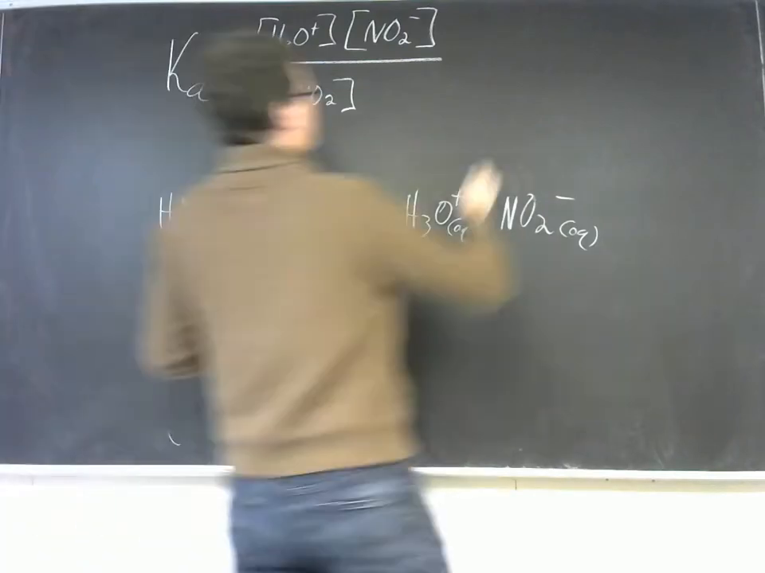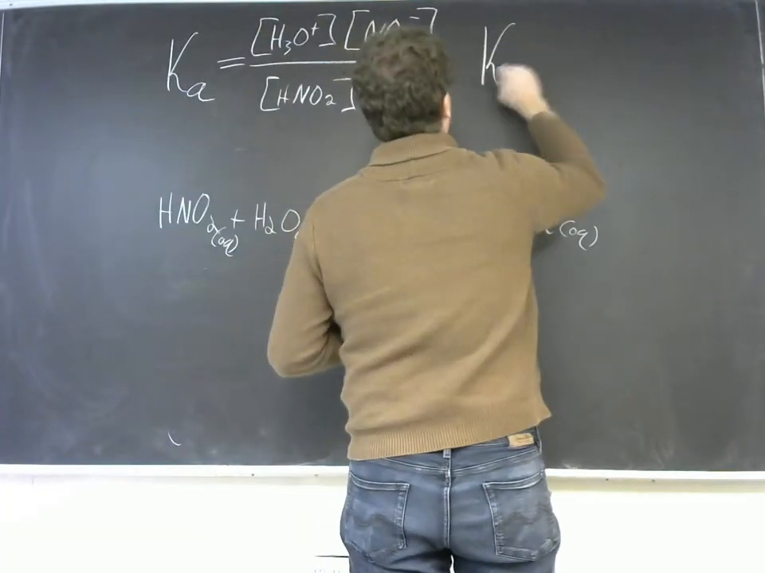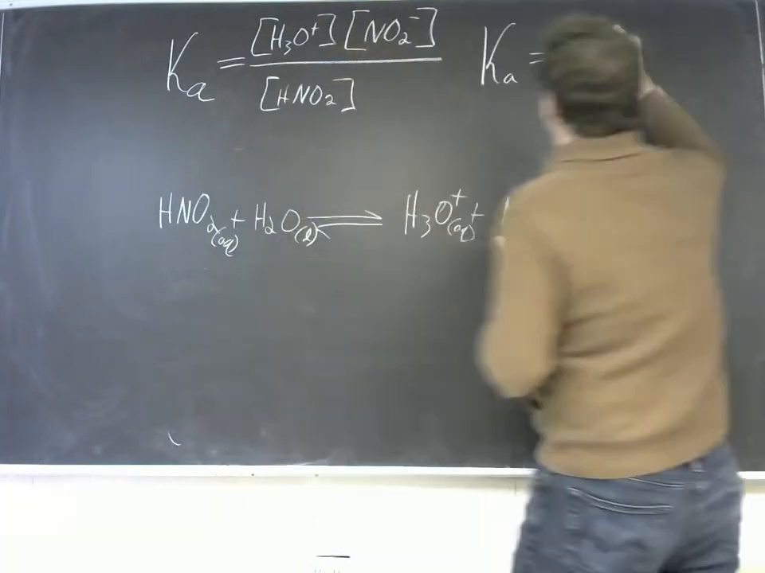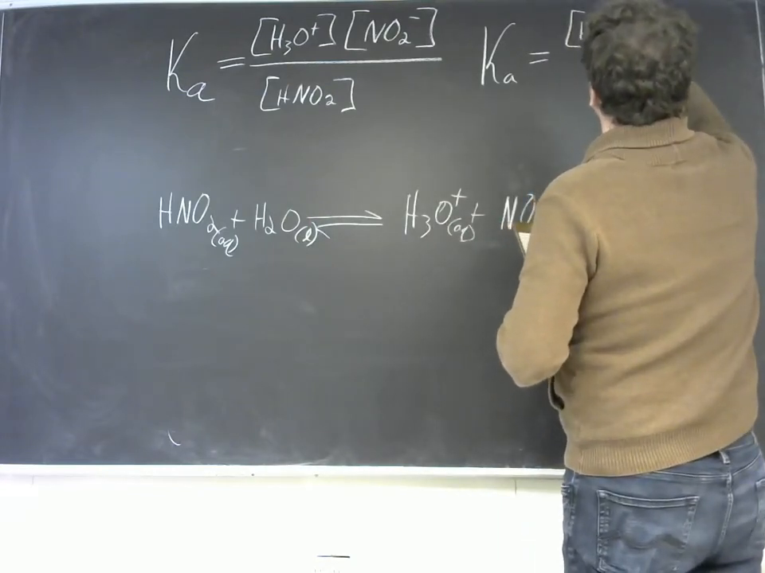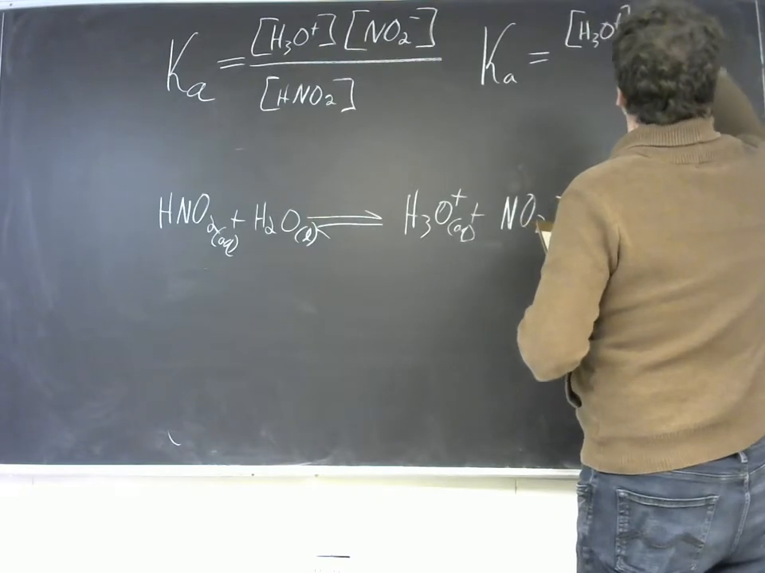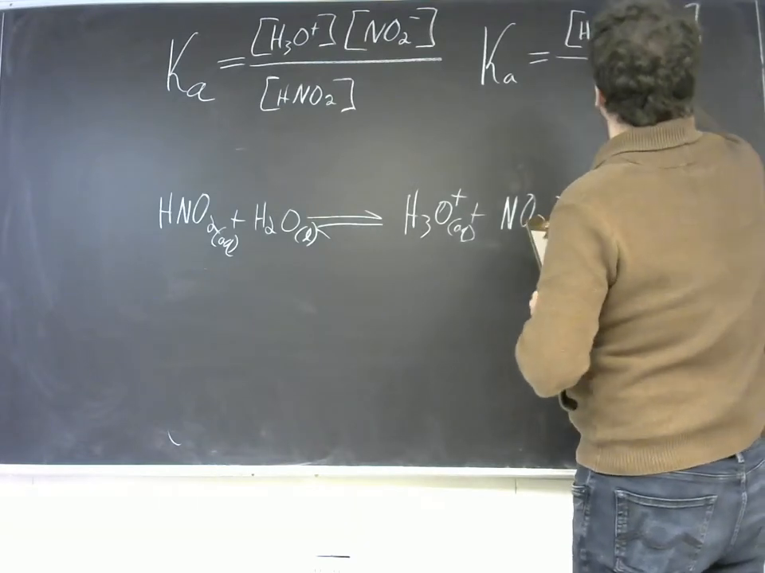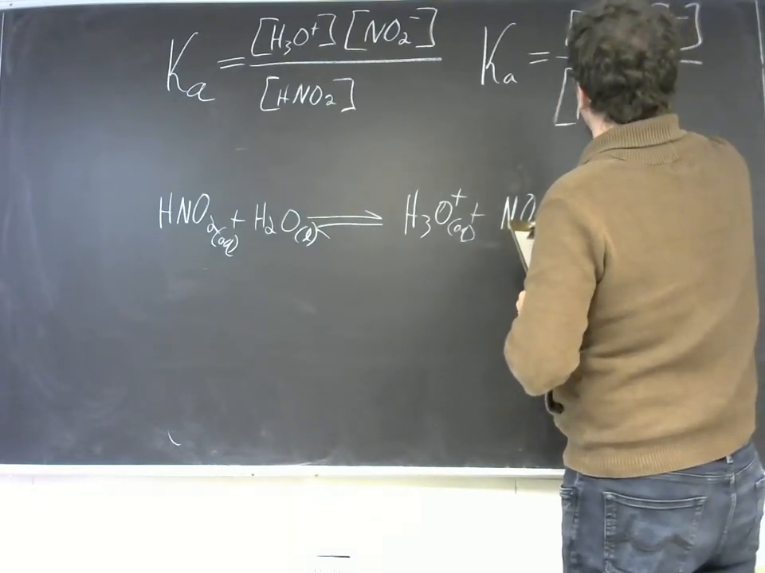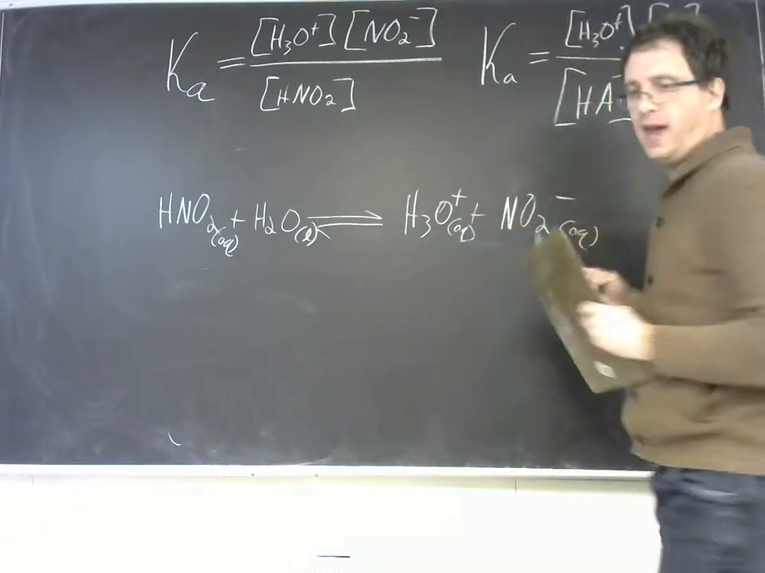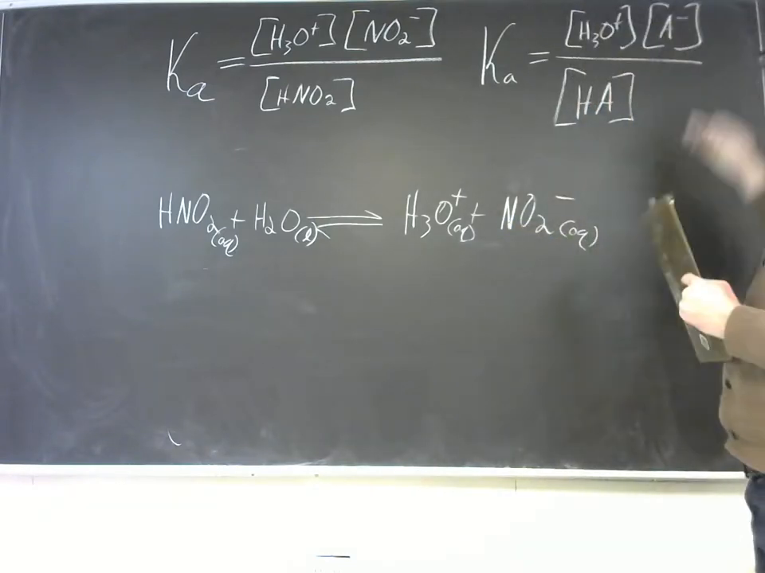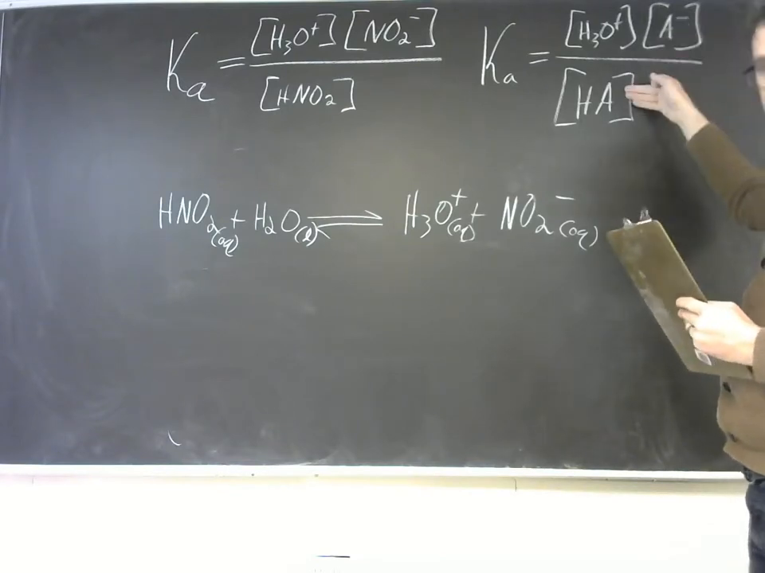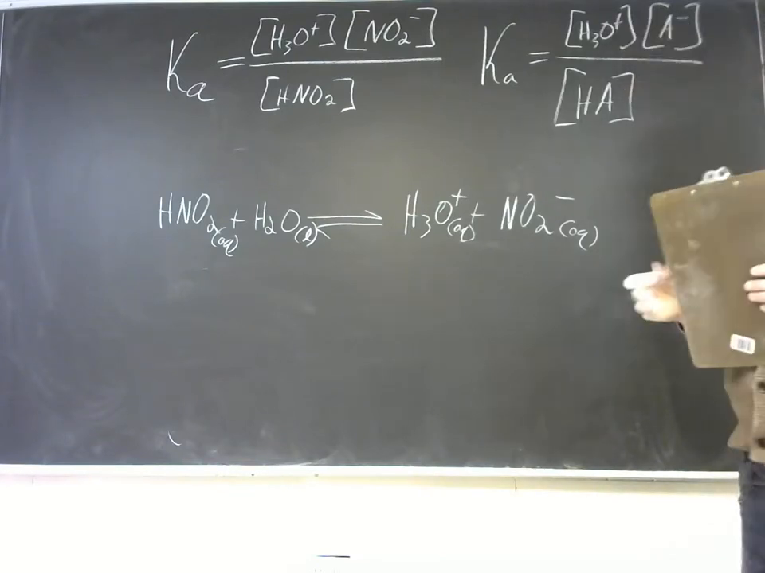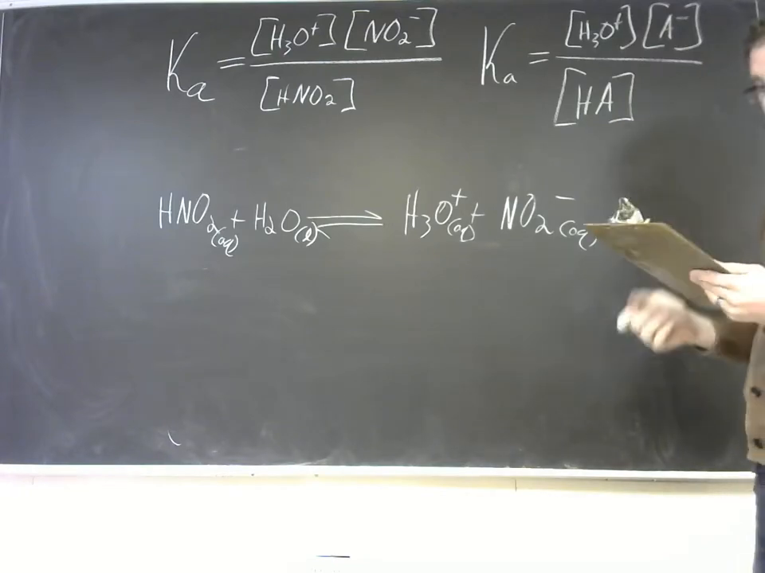You could sort of generalize this and say that the Ka for any acid is going to be the concentration of H3O+ times the concentration of A- over the concentration of HA, where whatever your acid is, this will be its conjugate base, that's the conjugate acid, and H3O+. So that is the acid strength.